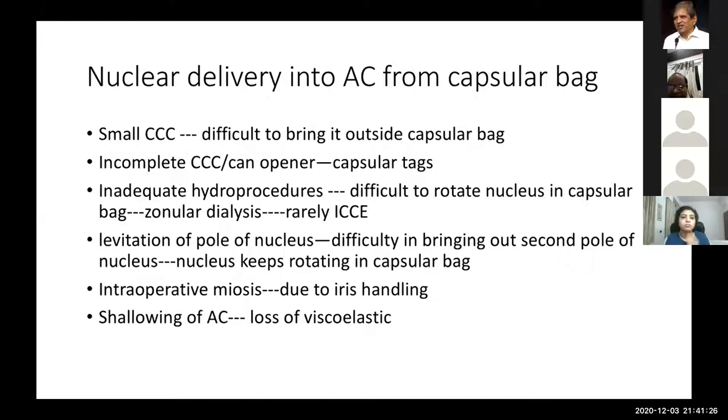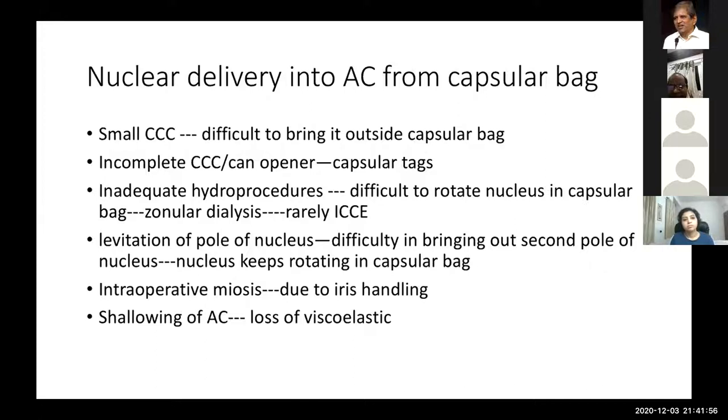The second thing is that most of them will not be able to complete the capsular excess. Sometimes part of it will be a capsular excess and part of it will be a canopener capsulotomy. If it is a very mature cataract or there is capsular fibrosis, they will convert it into a canopener capsulotomy. In such a situation, the capsular tags will always be difficult and come in the way of the nucleus delivery from the capsular sac into the anterior chamber.